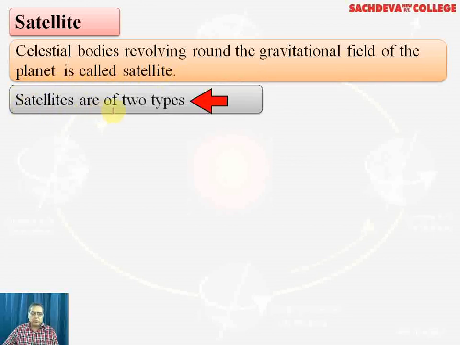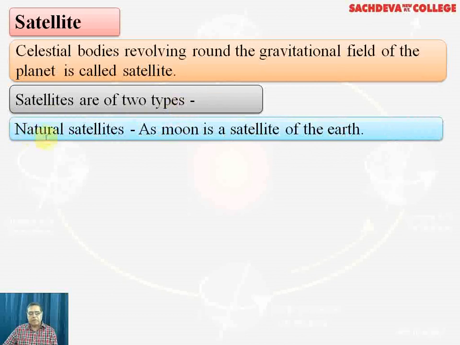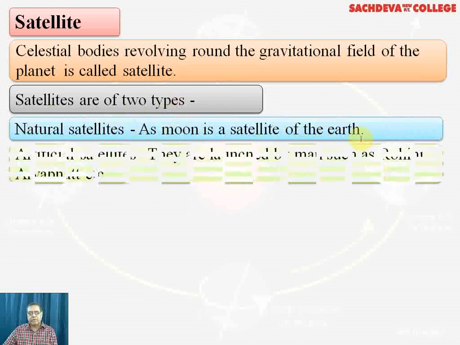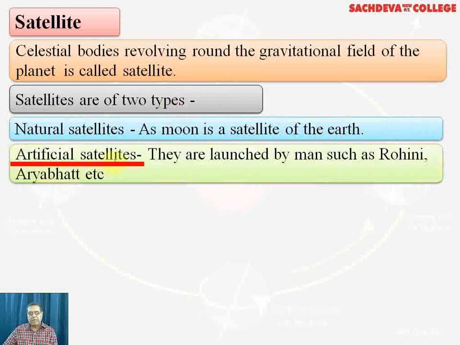Satellites will be of two types. Number one will be natural satellites. The moon is a satellite of Earth. And artificial satellites. They are launched by man, such as the satellites named Rohini and Aryabhata, etc. They are artificial satellites. That is, these satellites are put into space with the help of a rocket.